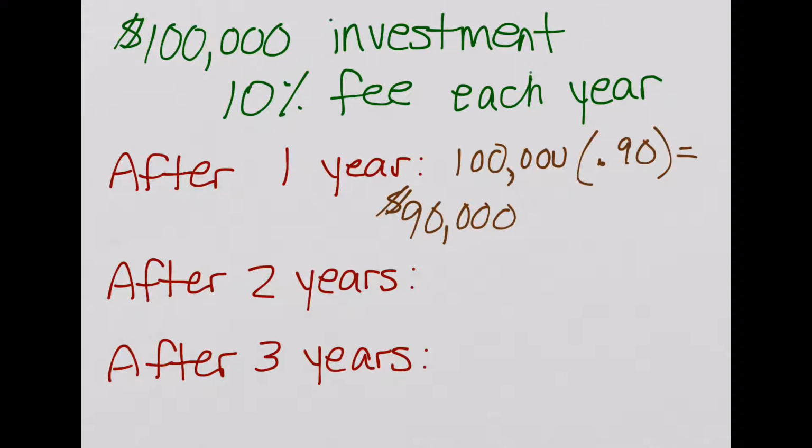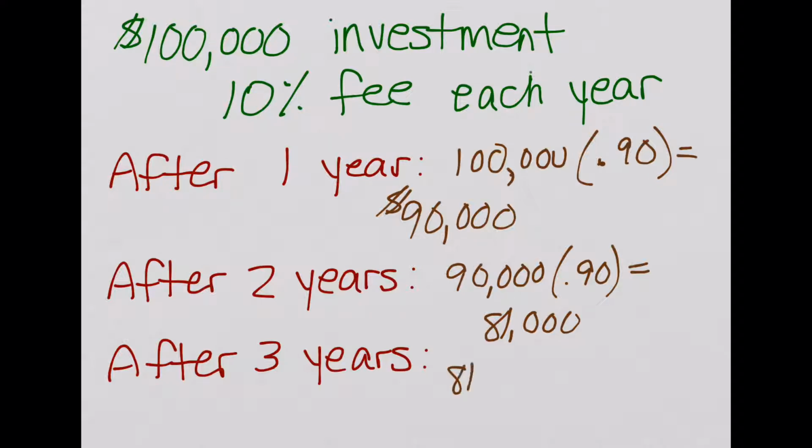Now, don't think that this is going to be some kind of arithmetic equation where you just subtract $10,000 every time, because you think about it, now the dog is taking 10% of $90,000, which isn't going to be $10,000 anymore. In fact, it's only $9,000. So after 2 years, what is left in the account is 90% of $90,000, which is $81,000.